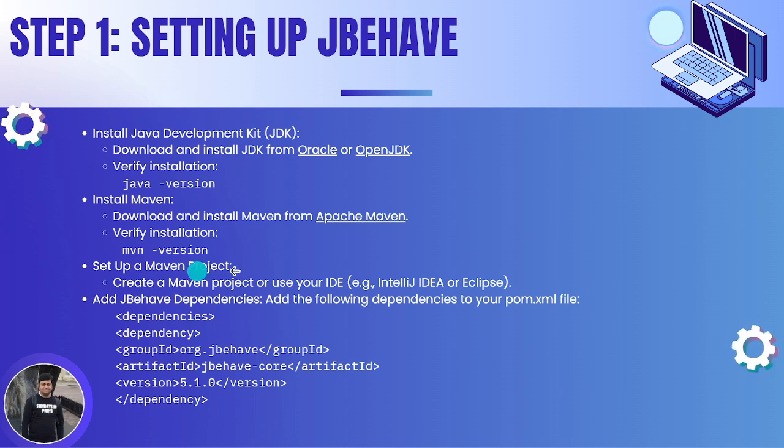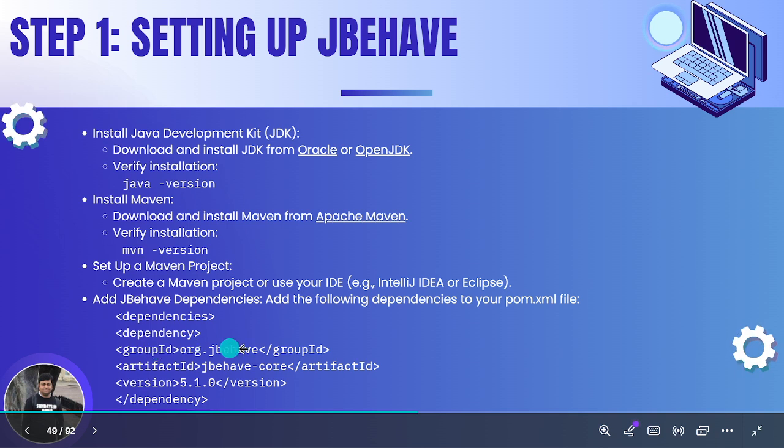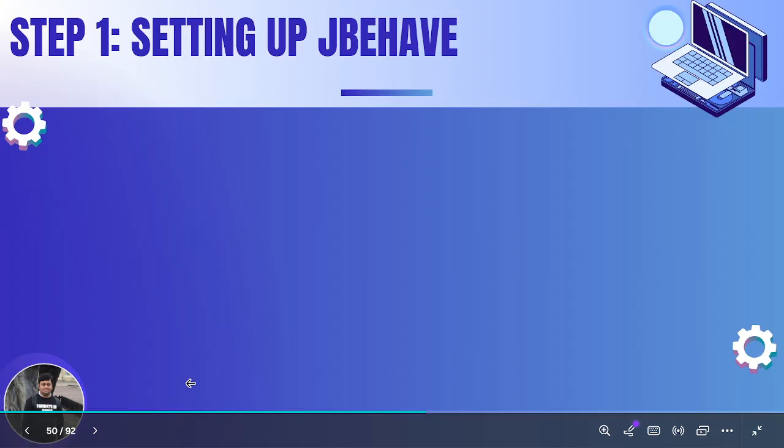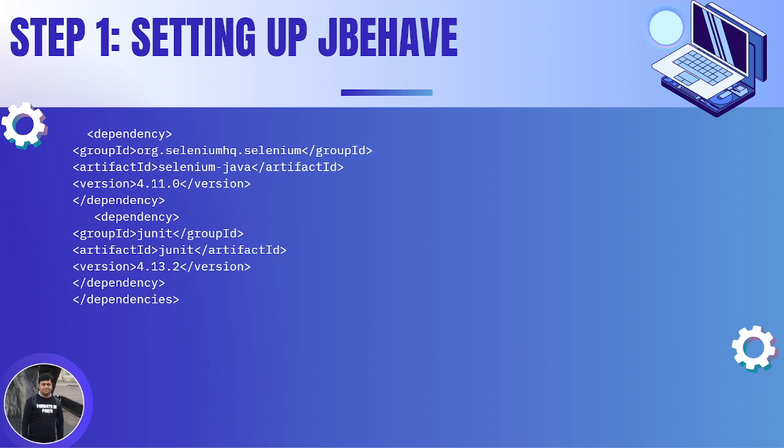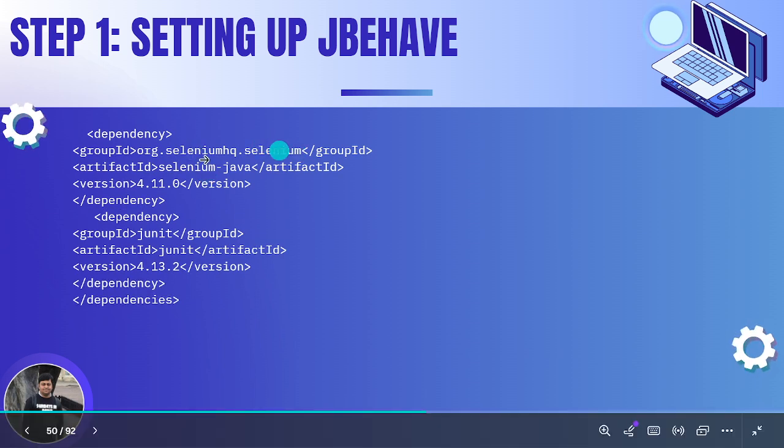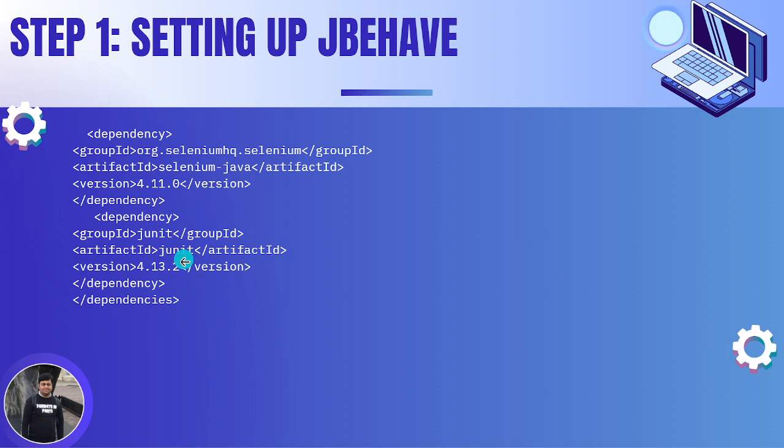Then set up a Maven project. Create a Maven project using an IDE. You can install Eclipse or IntelliJ IDEA, whatever you want, and then create a Maven project and add the JBehave dependency. For that you need to use the dependency group ID org.jbehave, then artifact ID jbehave-core and the version. Again, you can add Selenium Java and the Java version, and also JUnit for the execution of the test cases.